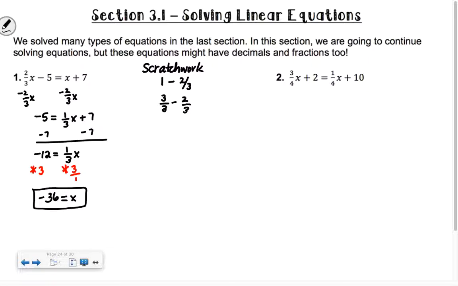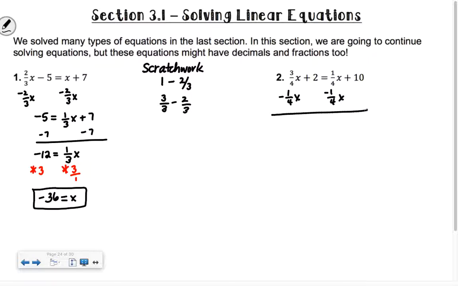If I have 3/4 and I have 1/4, which one is bigger? 3/4 versus 1/4. 3/4, right? So we're going to subtract the 1/4 over. Go ahead and try this problem along with me. Remember, be active note takers. Try it along with me.